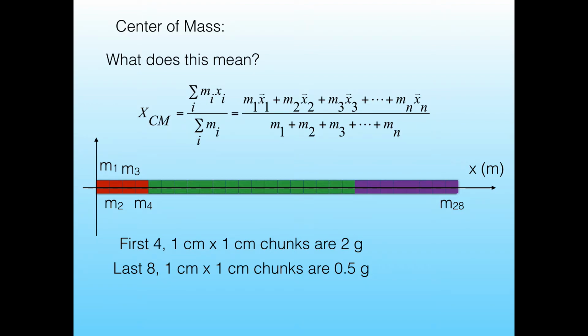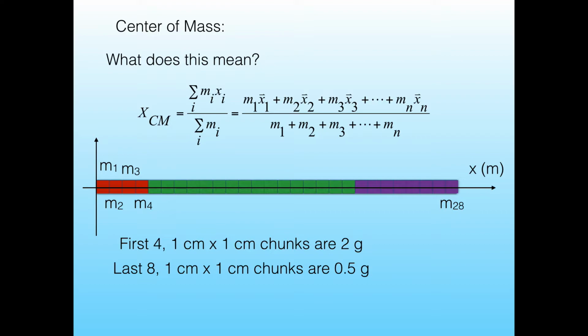So we just saw an example where the center of mass of an elongated object can be calculated, where that object had an even or constant density throughout its whole volume. But in this case, we can take the same ruler, and instead of having an even density of 1 gram per centimeter squared, we had a density for the first 4 one-by-one centimeter units of 2 grams. Those are the red chunks at the beginning. And the last 8 one-by-one centimeter chunks are 0.5 grams.